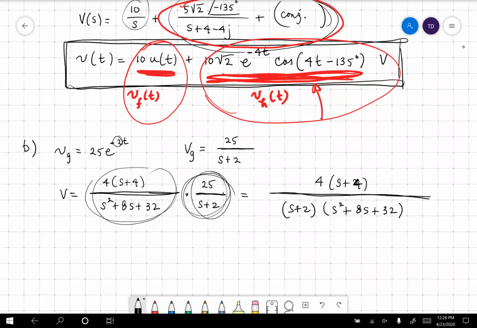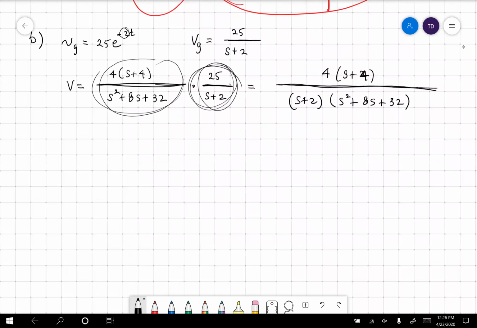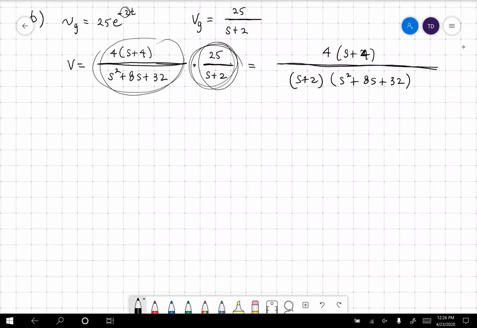All right, so now it's partial fraction expansion again. You're going to get sick and tired of partial fraction expansion, but when we live in this world, we do a lot of partial fraction expansions. So let's multiply and get the right number here. That's 100. I have to multiply 25 times 4 to get 100. So this is going to be equal to A over S plus 2.